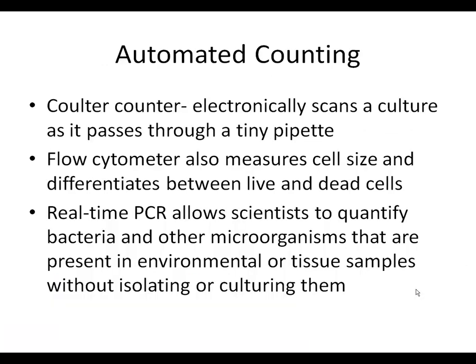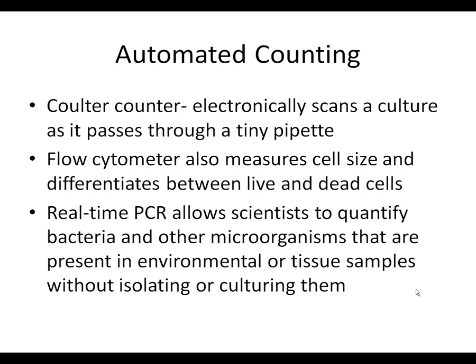You do have some other automated counting systems. The first one is what they call a Coulter counter, where it electronically scans a culture as it passes through a tiny pipette. Again, a Coulter counter does not tell living from dead, but you have something called a flow cytometer, and that flow cytometer will measure not only numbers, but it will tell cell size, and based on cell size, it can differentiate between living and dead cells. Obviously, the dead cells are going to be much smaller than the living cells, so it can tell us which cells are living and which cells are dead.